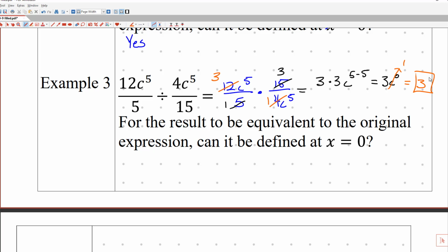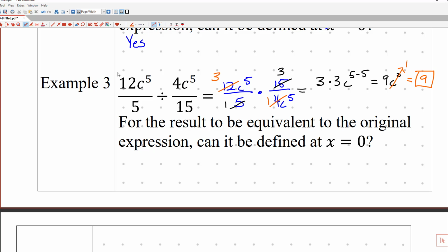Oh my gosh, I did not even catch that, I'm sorry. 3 times 3 is not 3. 3 times 3 is 9. So I have 9c to the power of 0, and repeat that, c to the power of 0 is 1, and therefore 9 times 1 is 9. Final answer is 9.